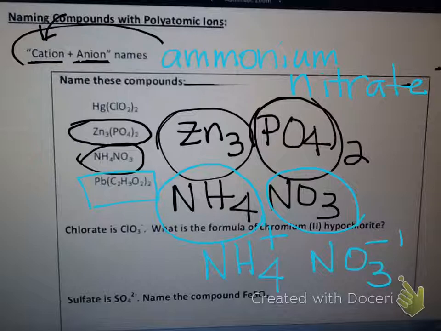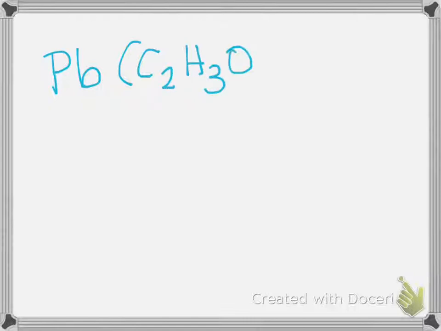Pb(C2H3O2)2. Alright, is this an ionic compound? Yes, it is. It contains a metal, lead. If you contain a metal or ammonium, you're an ionic compound. So lead is Pb.